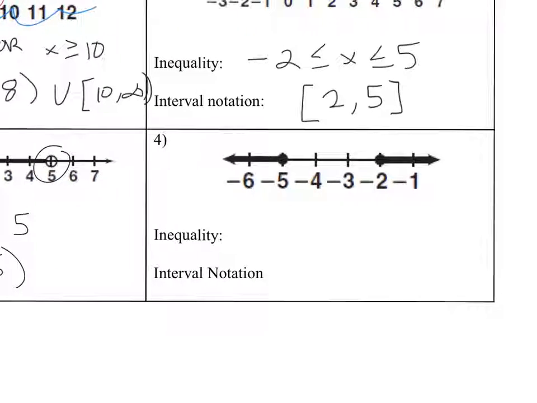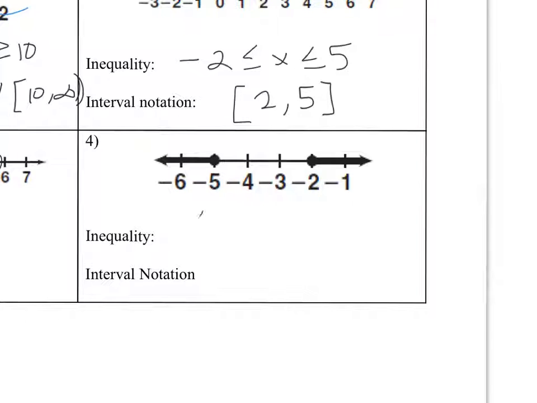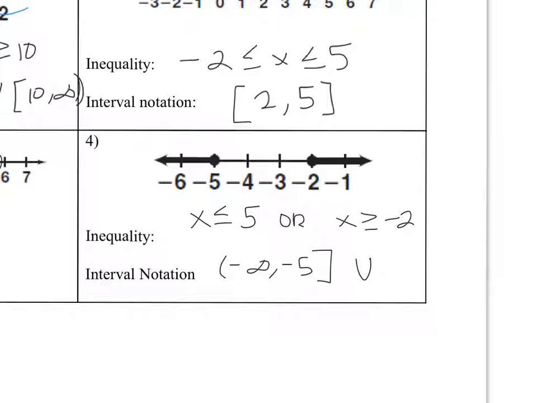And then number 4 is an OR. So it's x is less than or equal to negative 5, or x is greater than or equal to negative 2. In my interval notation it starts on the left and stops at negative 5. So it goes negative infinity to negative 5, including negative 5, in union with bracket, because it includes negative 2, and it keeps going infinitely.